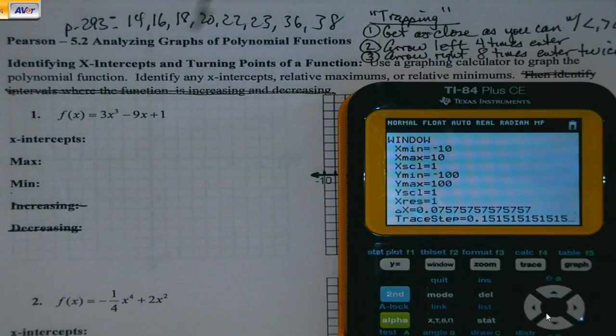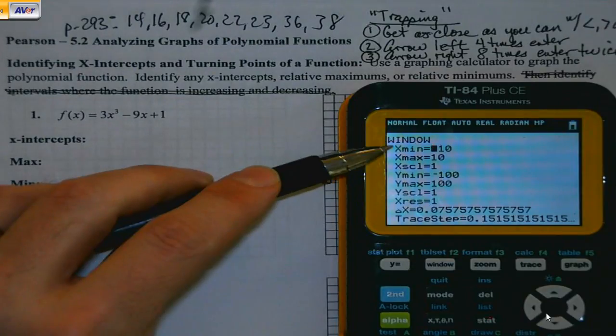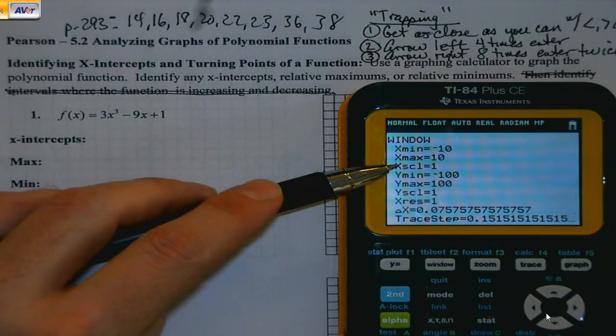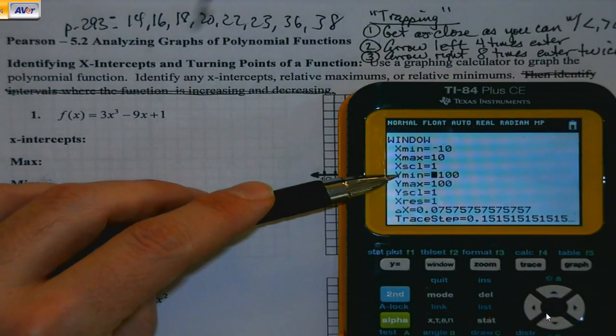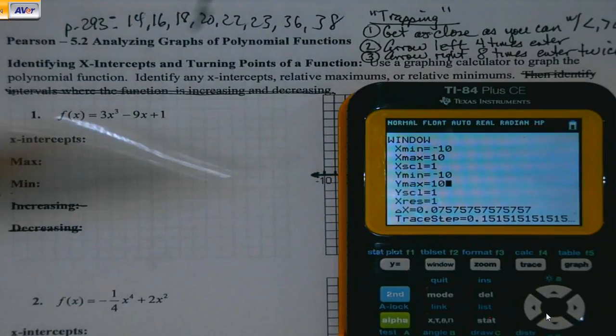And typically what it's supposed to look like is the X min and max are supposed to be negative 10 and 10. Okay, that one's good. Scale should be 1. Y min and max should be the same. So this is what your window should look like at the beginning. And this is also what your window should look like when you leave class, before you put your calculator back in the case. So once I have that, negative 10 for my mins, 10 for my maxes, and again, I just hit window to get there.